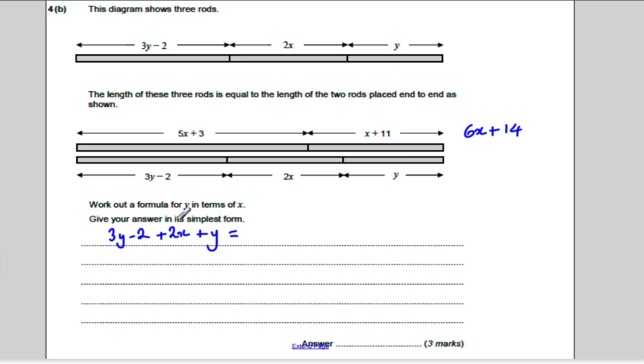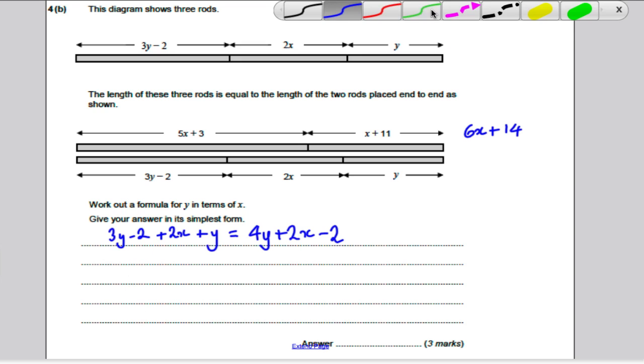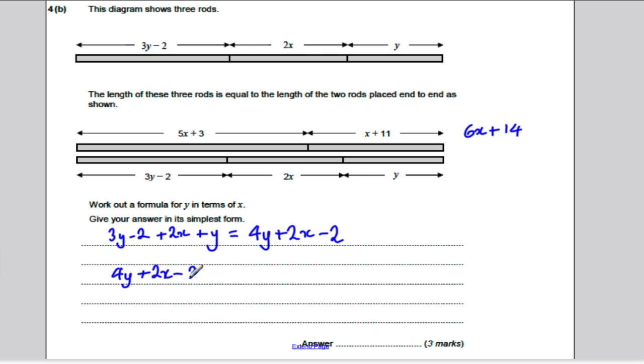So collecting like terms, 3y plus y is 4y. I'm going to write the x's next. I've got plus 2x and I've got this number term minus 2. Okay, so that expression there is the length of the three rods. Now we know that two are the same, so actually I'll write it the other way around, we can write that 4y plus 2x minus 2 is equal to 6x plus 14.